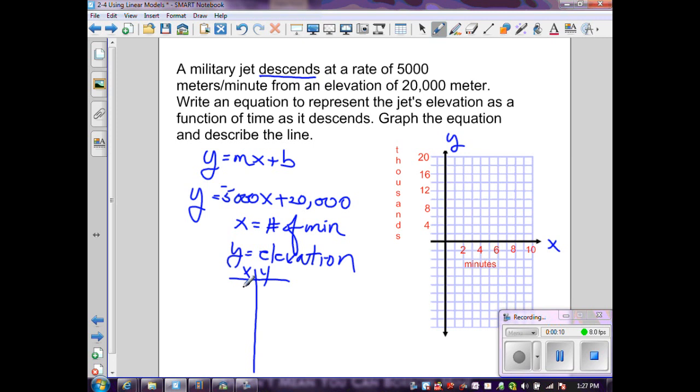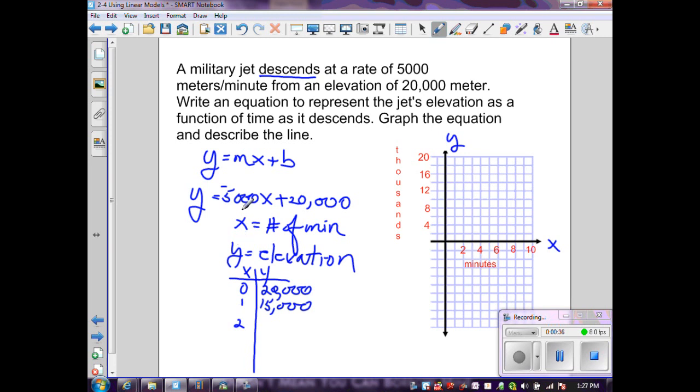Here, let's start out with our initial minutes of 0, which was initiated in our problem. So when we substitute in 0, 0 times negative 5,000 is 0, plus 20,000 gives us our y-intercept of (0, 20,000). After 1 minute, we substitute in. That's going to give us 1 times negative 5,000, negative 5,000, plus 20,000 gives us 15,000.